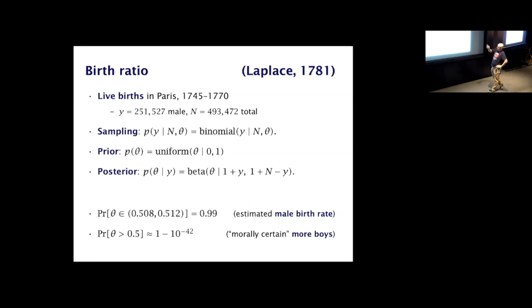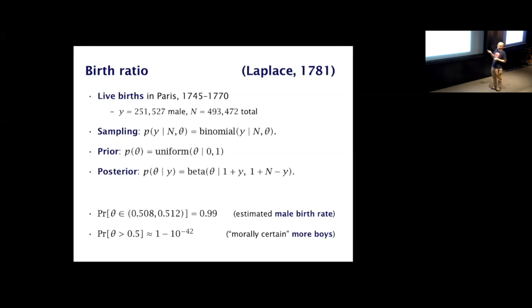So we have the sampling distribution, which just says each birth is independent, right? This may be wrong. I don't actually know the answer here, but maybe there's correlation among families. Maybe they're not really totally independent, but often these independence assumptions are close enough.